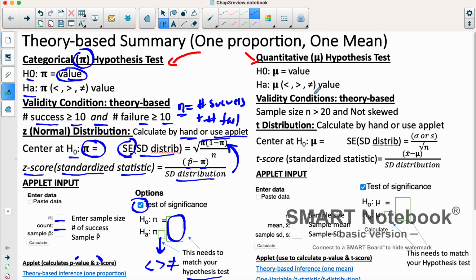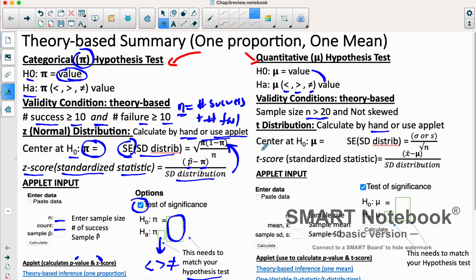All right, same thing on the mean. We have one mean. Our null is mu equals that value. Our alternative is we select one of these options. It's either less than, greater than, not equal to that same value. The validity condition we need to meet to use the theory-based approach means our sample size n has to be greater than 20. We need to determine, are we going to calculate it by hand or use the applet? Both are going to result in the same distribution.